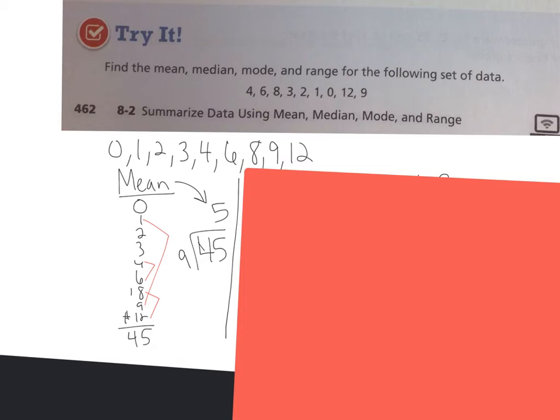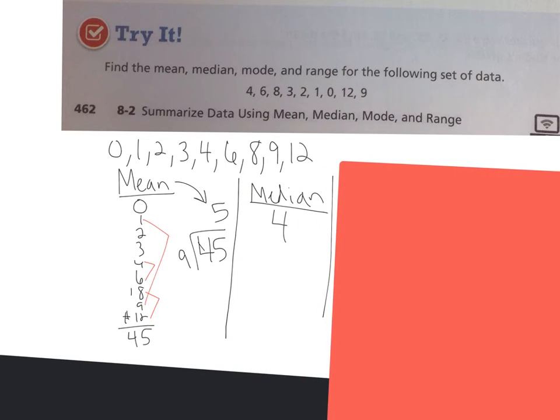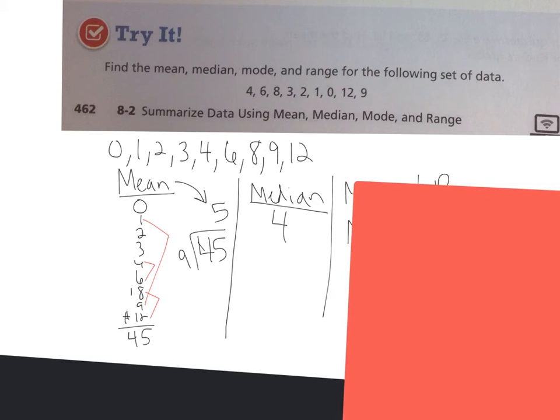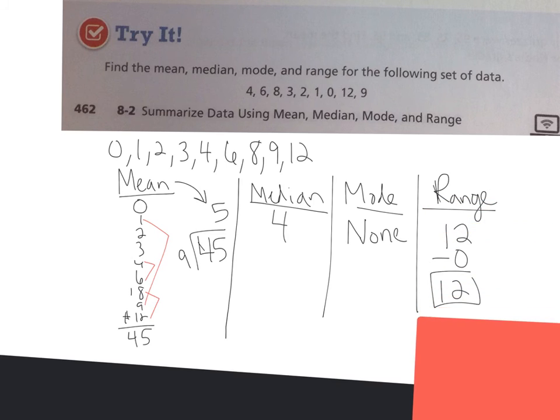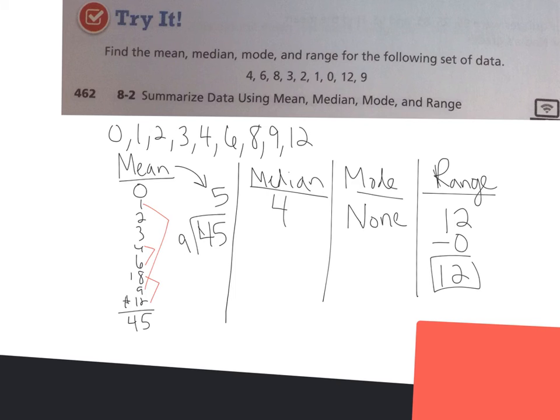The mean is 5. The median, notice we had 9 numbers, so we have just one middle number here, which would be 4. 4 would be right in the middle of all of our numbers. The mode, do we have a mode here? Looks like no, because all of the numbers happen just once, so no mode. And then for the range we would subtract, so 12 minus 0, which is 12, would be our range.